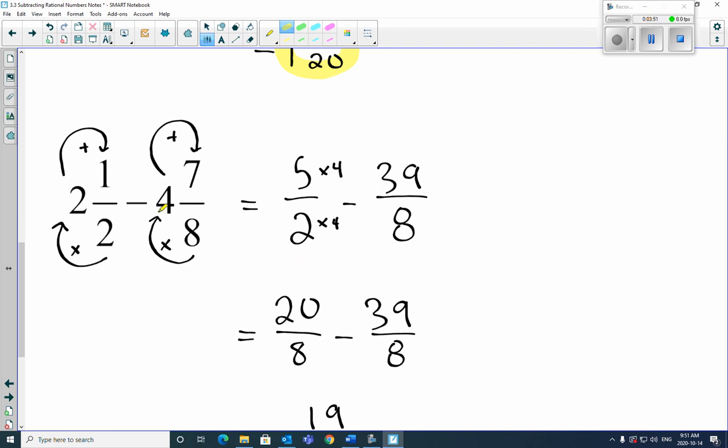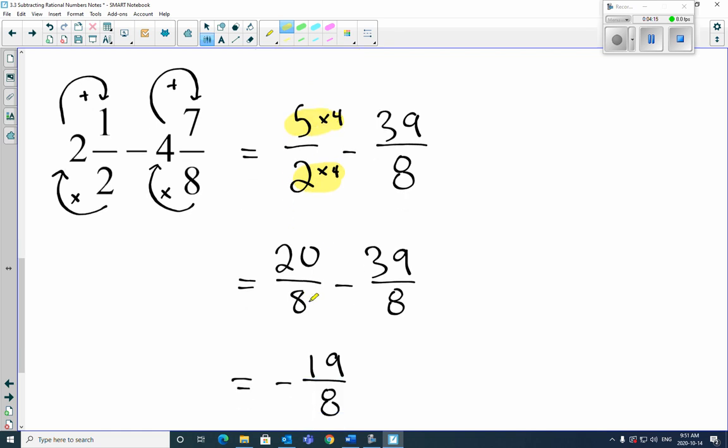So 2 and 1/2 minus 4 and 7/8. So 2 times 2 is 4, plus 1 is 5, so 5 over 2, from mixed to improper. 8 times 4, 32, plus 7 is 39 over 8. The common denominator in this case is 8. I mean, we could do 16, we could do 24, but we always want the lowest one. So we do 8. This one's fine, but we have to change the first one, so we multiply both the denominator and the numerator by 4.